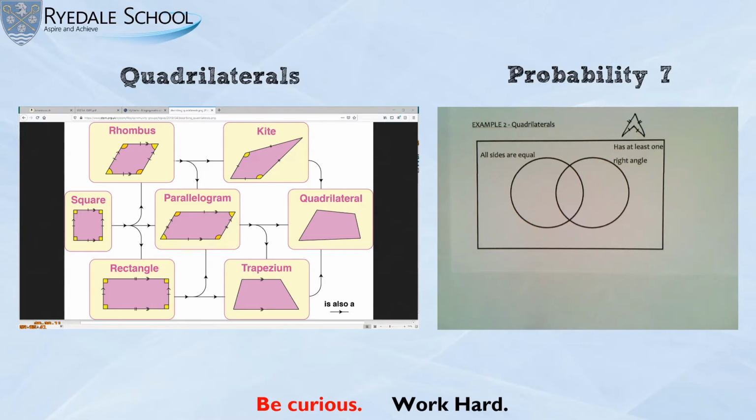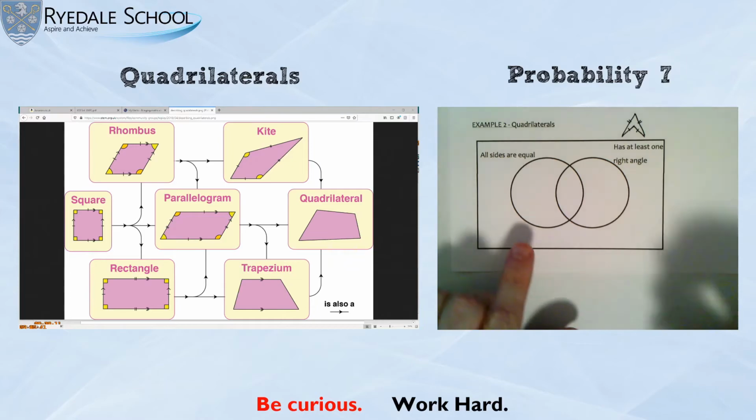So we have 7 shape names to populate into this Venn diagram. And my criteria is all the sides are the same length. And the other criteria is that it has at least one right angle. So it has to have a 90-degree angle. Okay, I think the easiest thing to do here is start with the intersection and pop in those shape names that have all sides that are equal and have at least one right angle. So have a look at the diagram. How many of those shapes are all sides equal and have right angles?